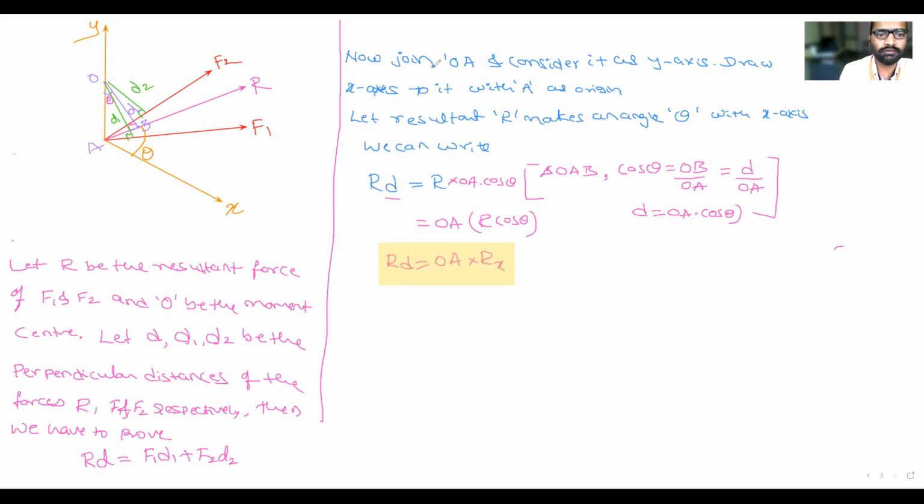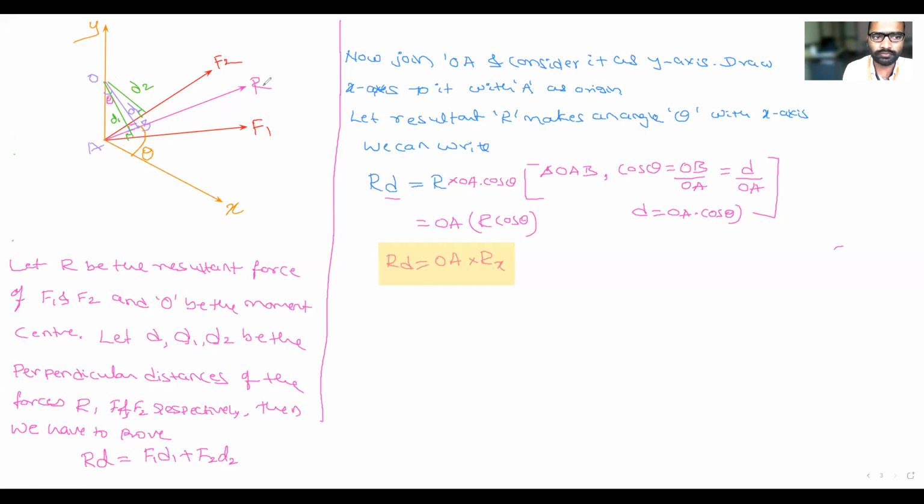Okay. Now, what I will do? Now, join OA. So this is a point O. I will join OA and take it as the y-axis. Draw the x-axis to it with A as the origin. So for this y-axis, I am drawing an x-axis through point A. Let the resultant R make an angle theta with respect to the x-axis. This is the resultant force. It is making an angle theta with respect to the x-axis. Okay, is this much clear? Yes. So now we can write about the moment center.